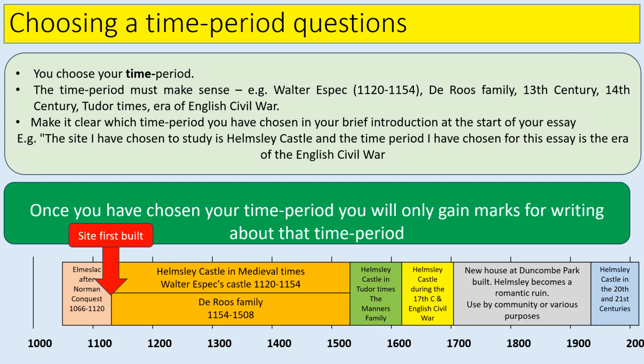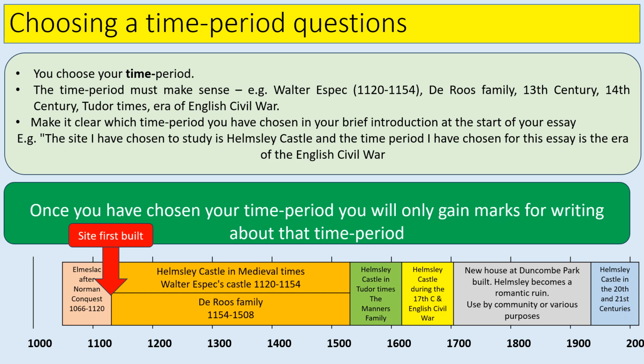Now there are certain times when a question will ask you specifically to choose a time period. So look out for this one. You must choose your time period, and the only advice the exam board give on this is that your time period must make sense. So ones that make sense for Helmsley Castle would be things like the time of the De Roos family, and you go for the whole era for that, the 13th century, the 14th century, Tudor times, the era of the English Civil War. You could even go 1700 to 1900, although I think that's trickier to do, or the modern era, but again I think that's trickier to do. So they're the time periods I would go for.